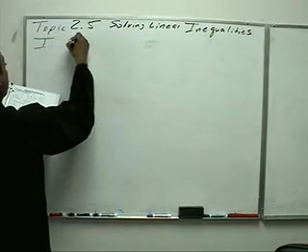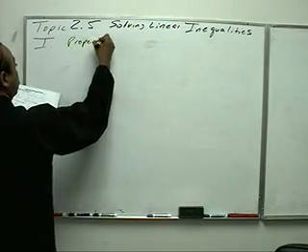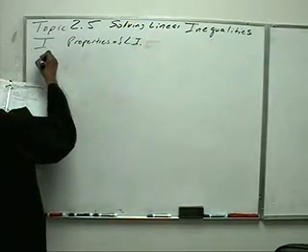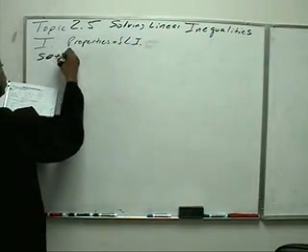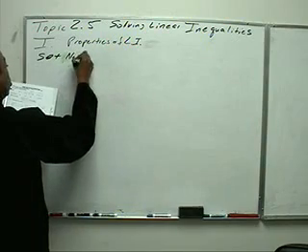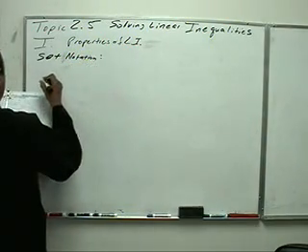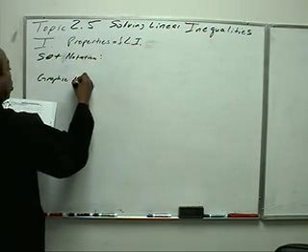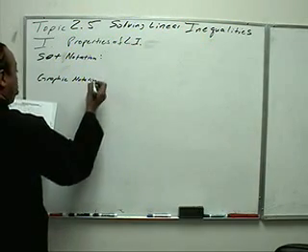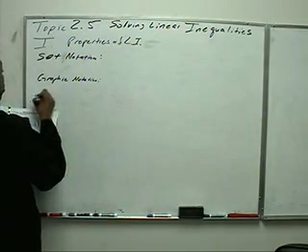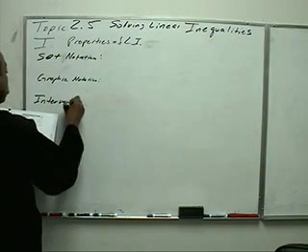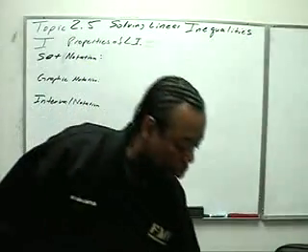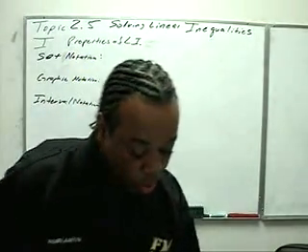Okay, so let's look at the properties of linear inequalities. First, there is set notation. Then there's the graphic notation or representation. And then there's interval notation. Okay. So let's look at an example of set notation.